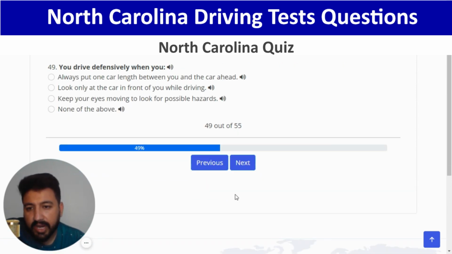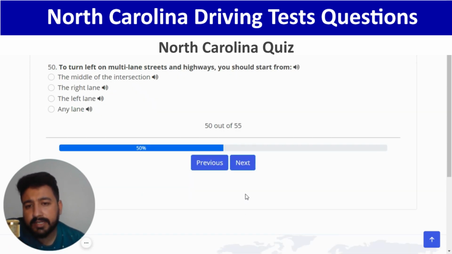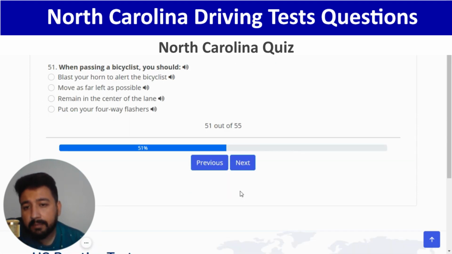And next. You drive defensively when you keep your eyes moving to look for possible hazards, which is the third one, and this should be the right one. Yeah, right. Next. To turn left on multi-lane streets and highways, you should start from the left lane, which is the third one. Next. When passing a bicyclist, you should, so you can choose the second option, which is move as far left as possible. So second option, correct.